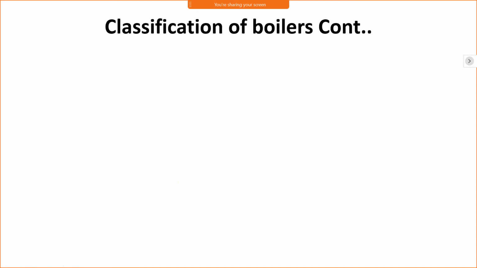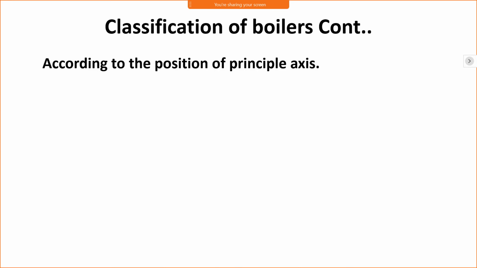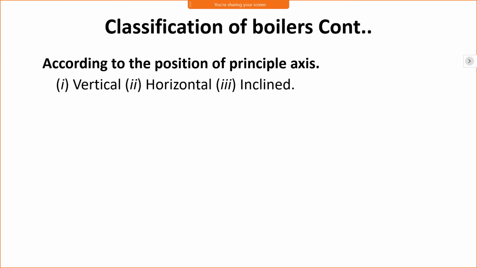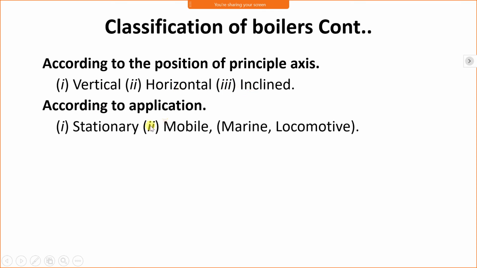Now classification of boiler according to the position of principal axis: vertical, horizontal and inclined. The boilers can be vertical, horizontal, or inclined. Then according to the application: stationary boiler and mobile boiler. Stationary boiler means the boiler which is used in industry or the power plant.